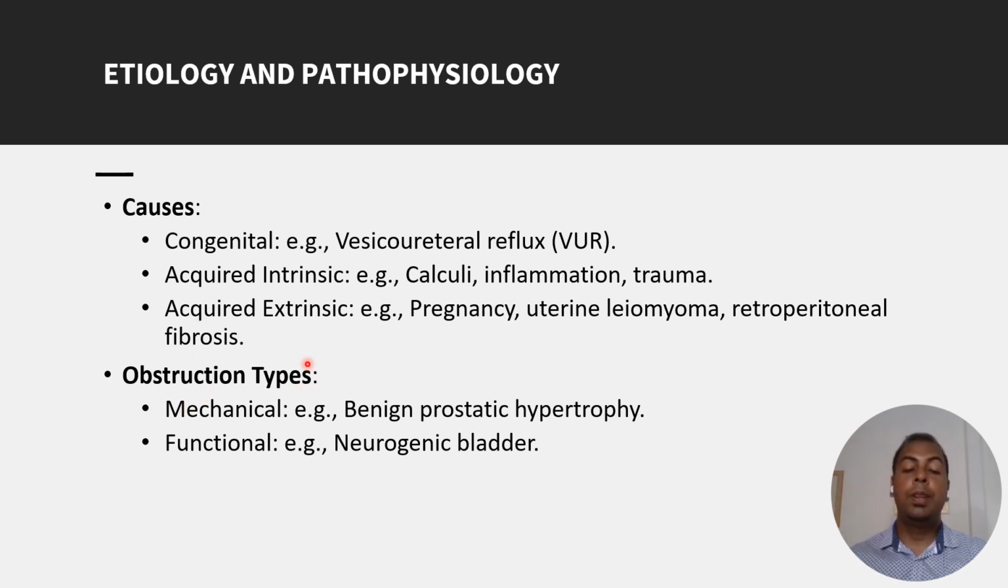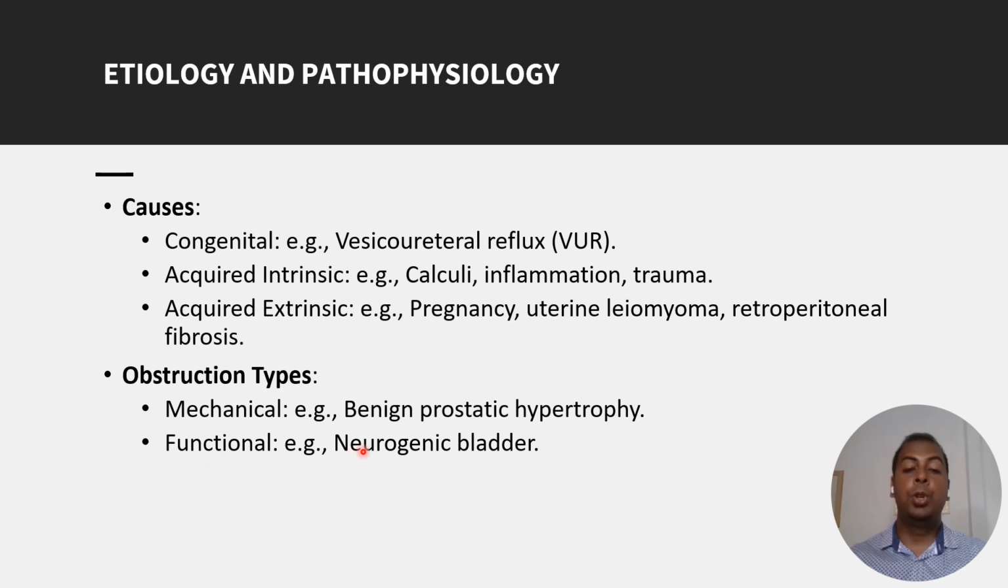Obstruction types could be divided into two, mechanical versus functional. Mechanical is things that physically obstruct the urinary system. For example, BPH, benign prostatic hypertrophy, or hyperplasia to be more accurate, could cause a bilateral hydronephrosis because it's at the level of the urethra.